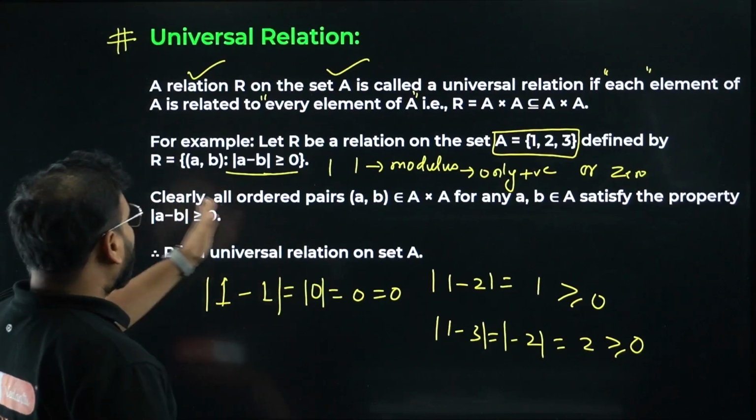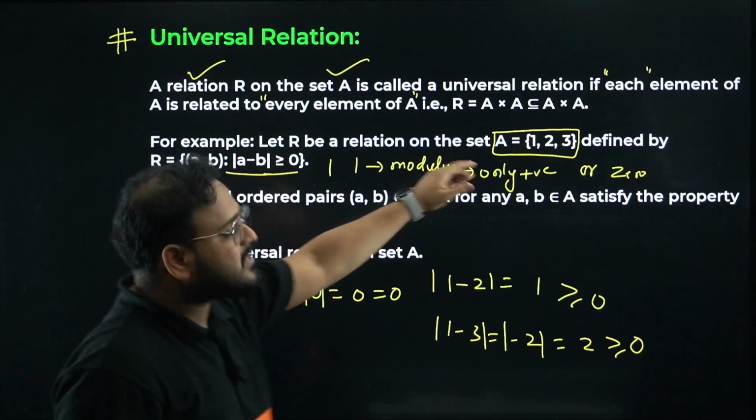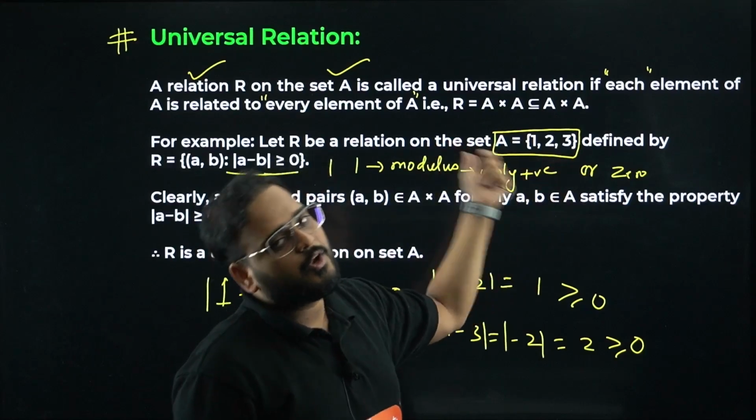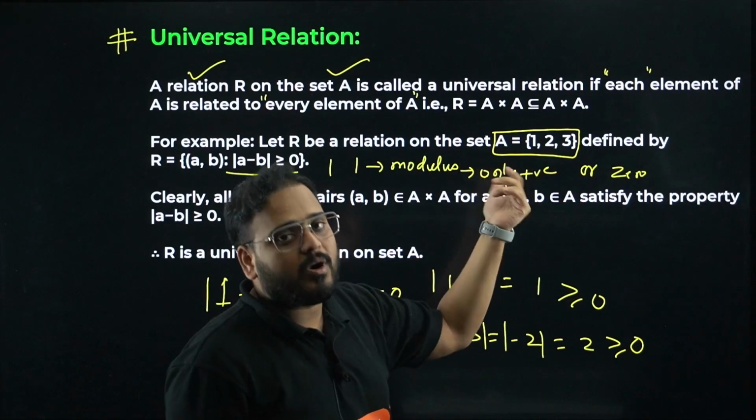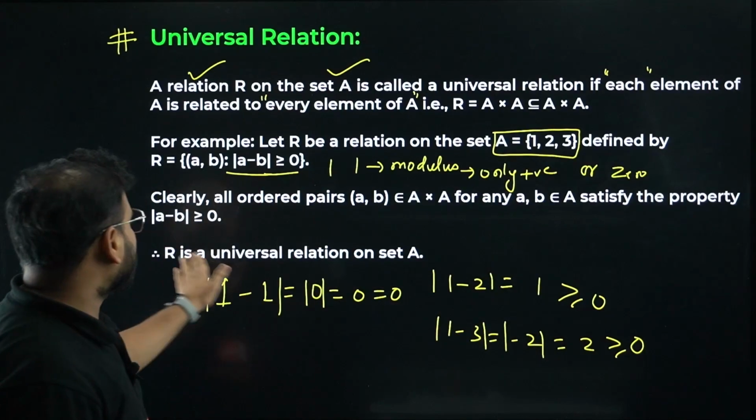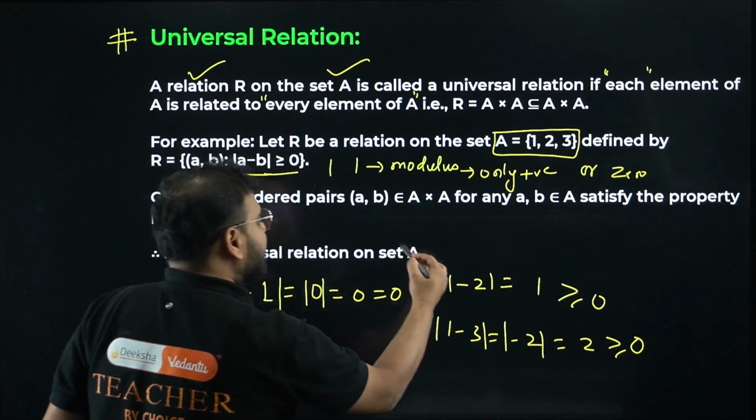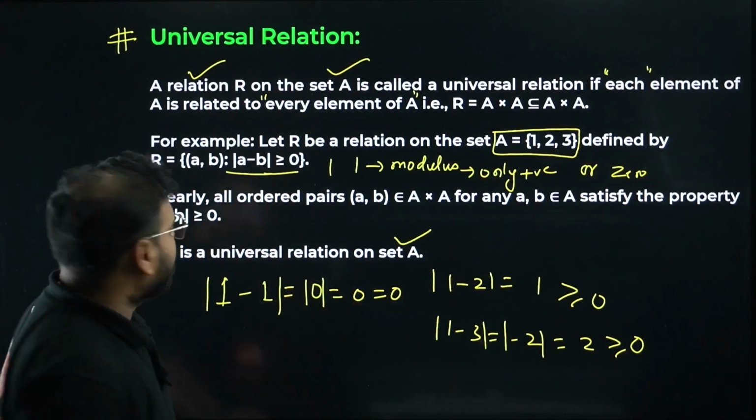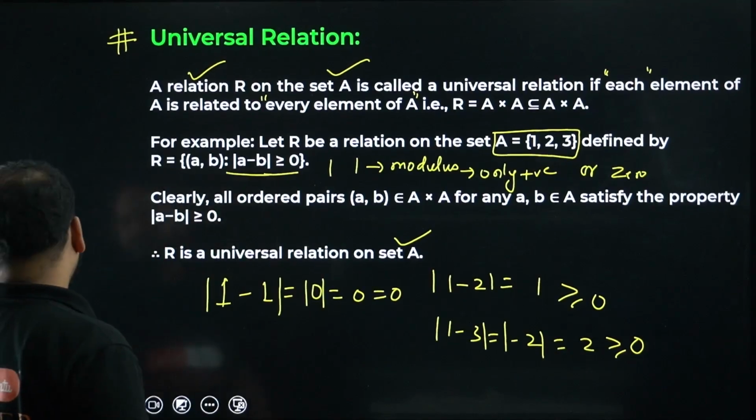So clearly, all ordered pairs, 9 of them, 1 2, 1 3, 2 3, 3 1, and so on, all of these possibilities are defined properly, not a problem. So R is a universal relation on the set A. Works. Moving on.